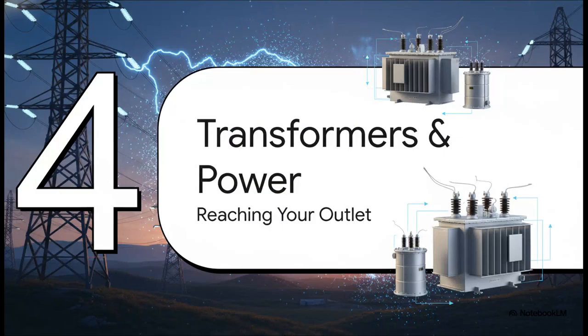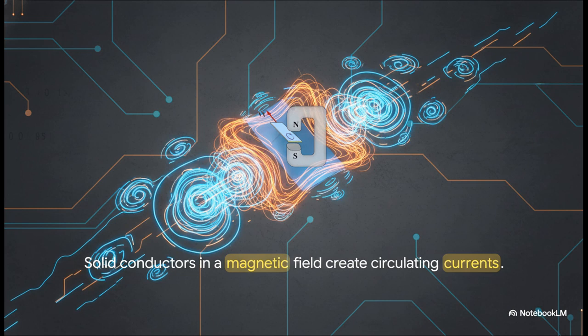All right, our final stop, section 4, transformers and modern power, reaching your outlet. So we've generated all this massive power, but how do we actually transmit it hundreds of miles without losing a ton of energy to heat? Well, imagine a solid metal sheet moving through a magnetic field. Because it's a solid block of metal, the induced current doesn't just flow in a nice, neat, straight line. Instead, it creates what we call eddy currents. These are basically circulating, whirlpool-like loops of electricity inside the metal itself. And this perfectly illustrates a huge problem, because these eddy currents are incredibly inefficient. They rob the entire system of energy and create massive amounts of unwanted heat.